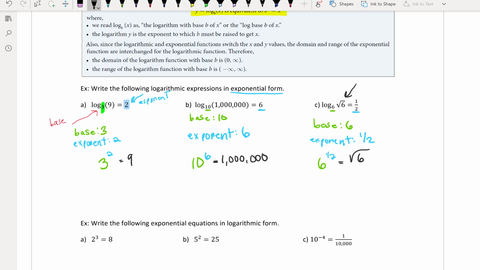And just as a reminder, we know that the square root of 6 is really where you have a square root, so your index is 2. When you rewrite this, this is 6 to the 1 over that index. So you can see that these are saying the same thing. That is how we go from a logarithmic expression to exponential form. So we're just getting used to going in between the two.